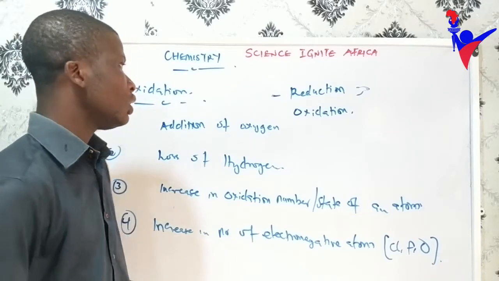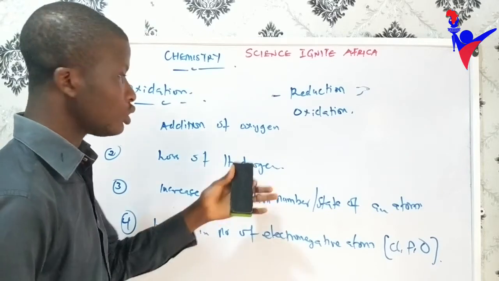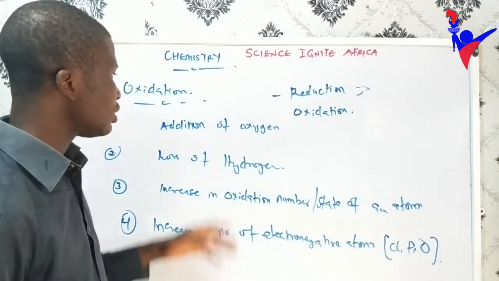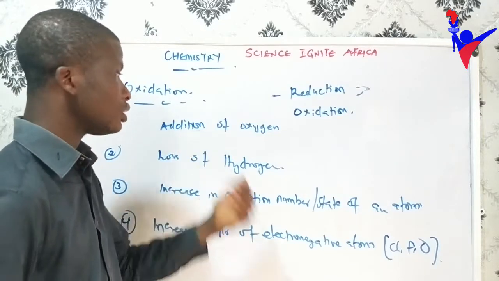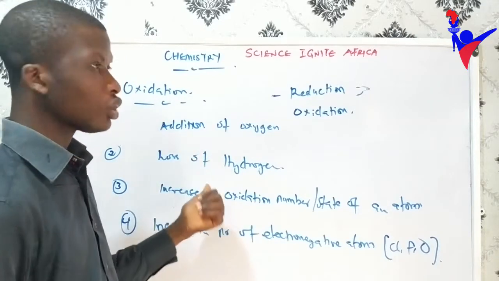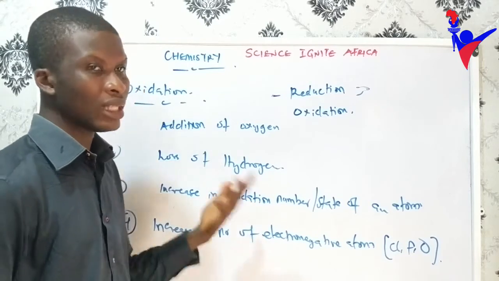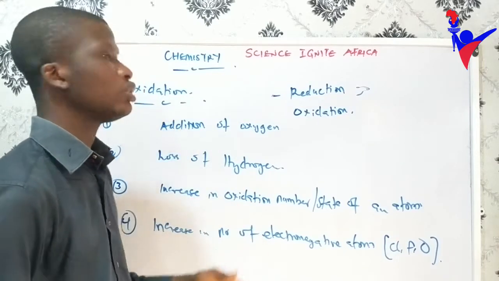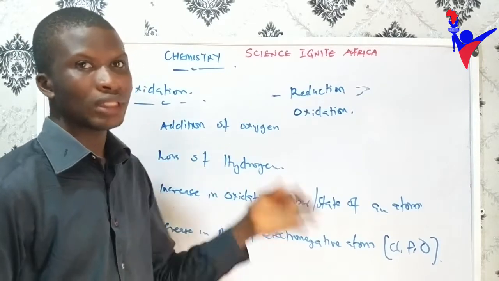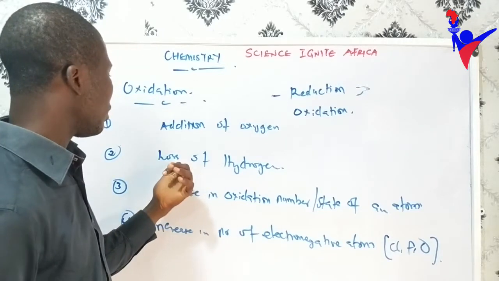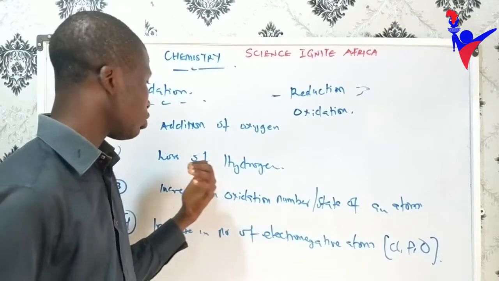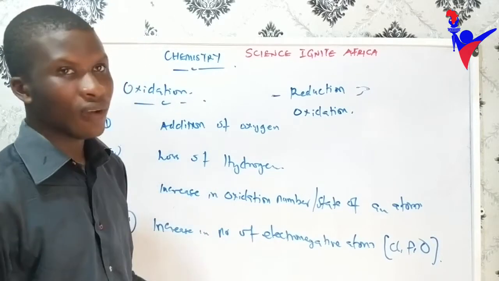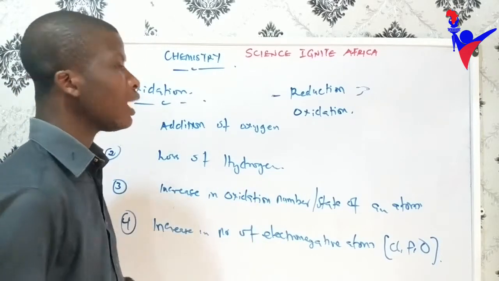So the next for us to look at is reduction. Reduction is just the exact opposite of what oxidation is. If oxidation is addition of oxygen, you should know that reduction is taking away oxygen. That is, you are looking for a way of getting rid of oxygen. If oxidation is loss of hydrogen, therefore reduction is going to be addition of hydrogen.